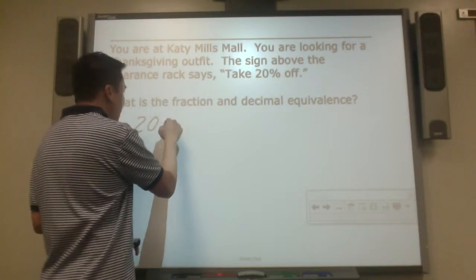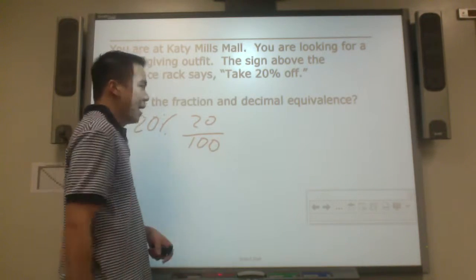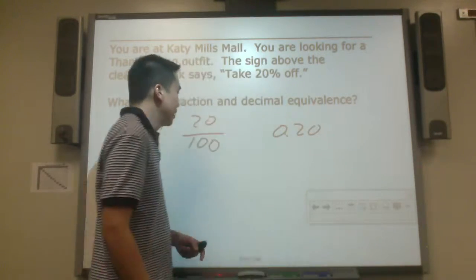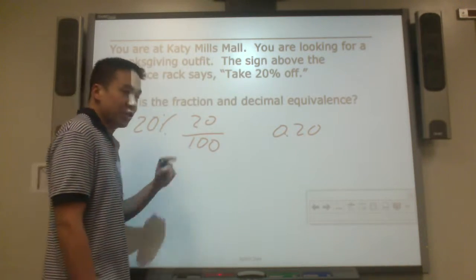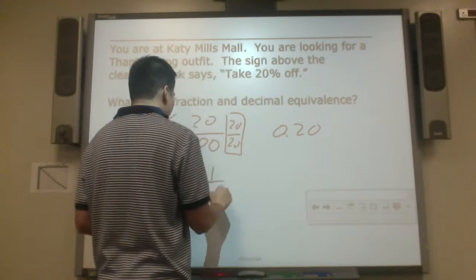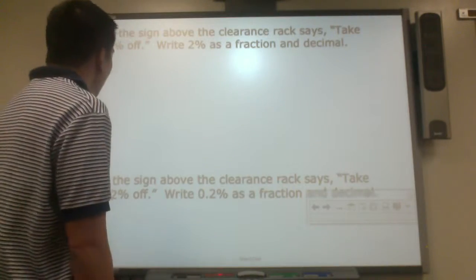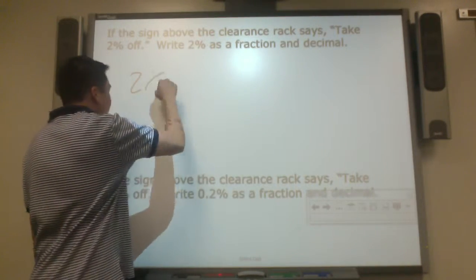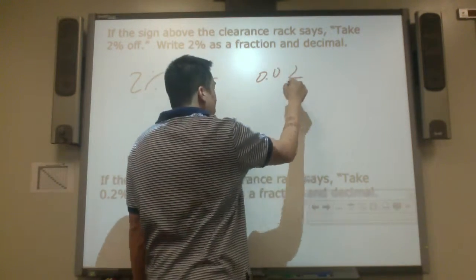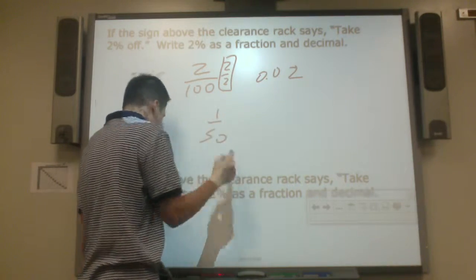Well, 20% means 20 per 100. And what is the decimal equivalent? 20 hundredths. These are all the same. You could simplify this by dividing by 20. So it's 1/5, 20%, 20 hundredths. What if the sign reads 2% off? That'd be 2 per 100, or 2 hundredths, or you break this down by 2 and you get 1/50.